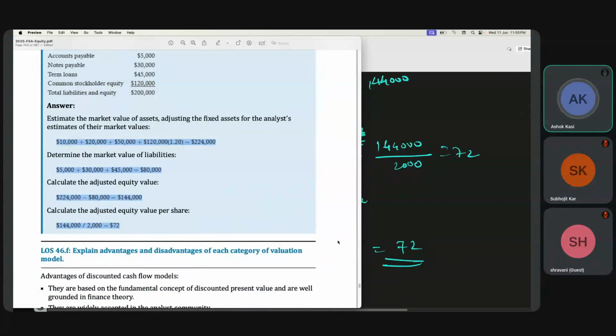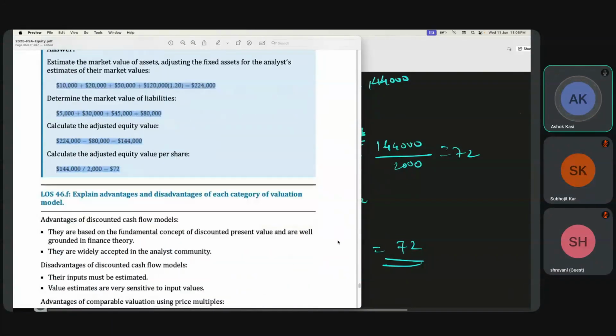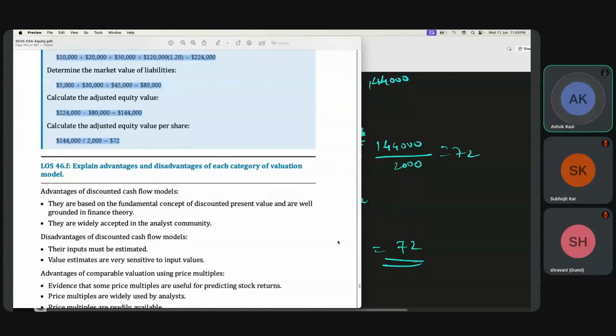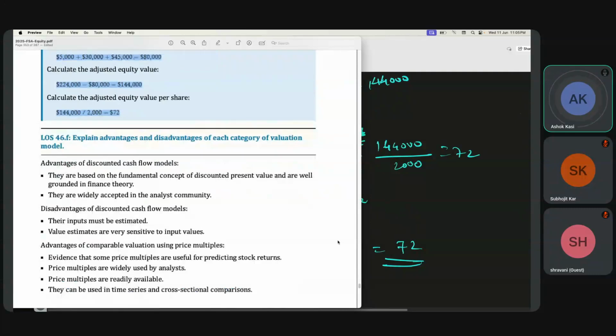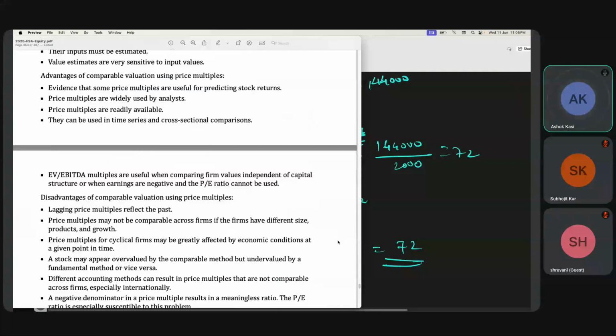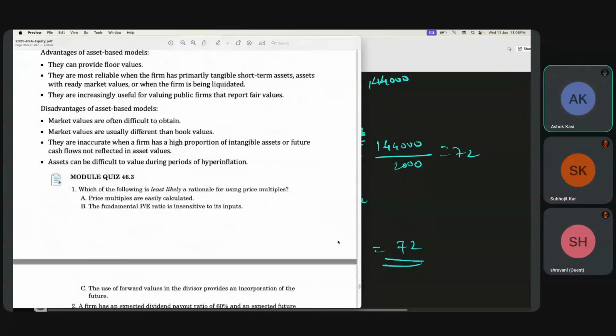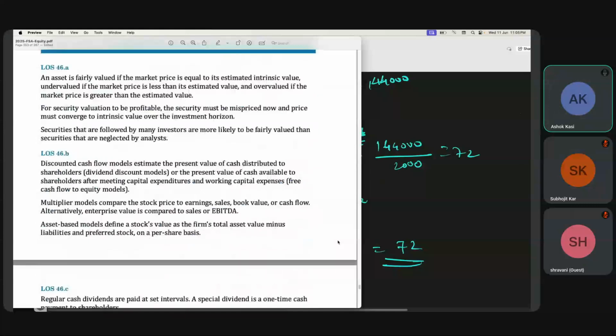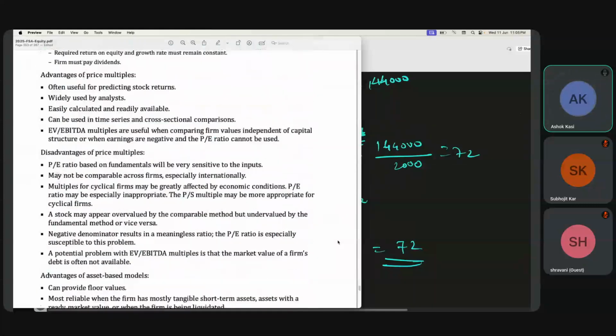Most likely they will ask you the dividend discount model, Gordon growth, sustainable growth ratio, relative valuation. Those are the most important ones. That's it. The subject itself is over now.